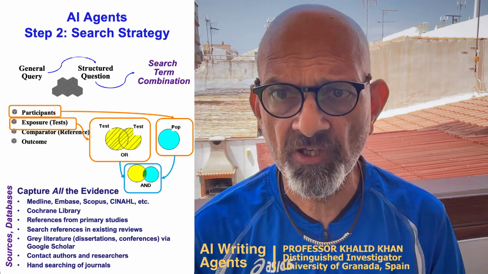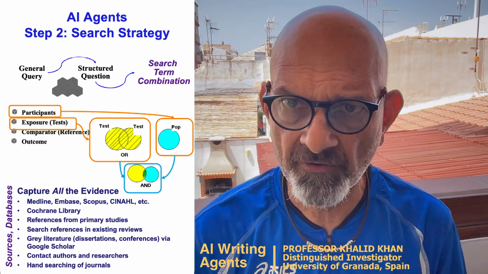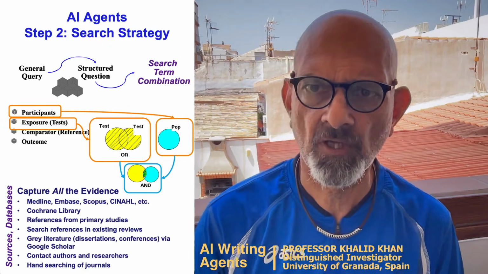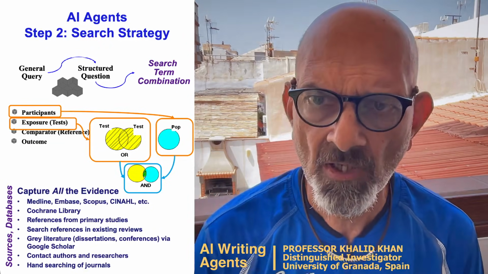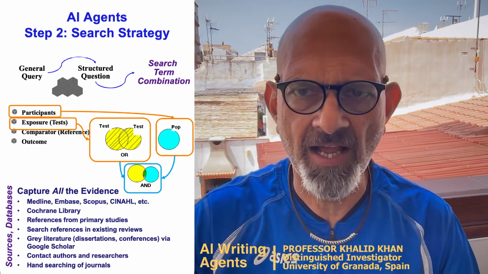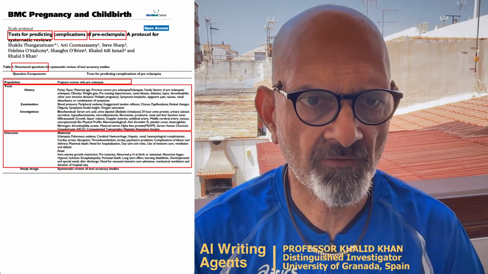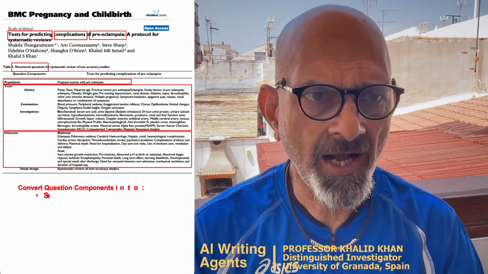In the past, we used to do manual searches by going to the library and running through the content list of the journals. But nowadays, we expect to be able to do all of that using AI agents. And I'm going to show you how to do that in just a moment. First, let's look at an example evidence synthesis where, from the published protocol, I demonstrate to you the structured question.